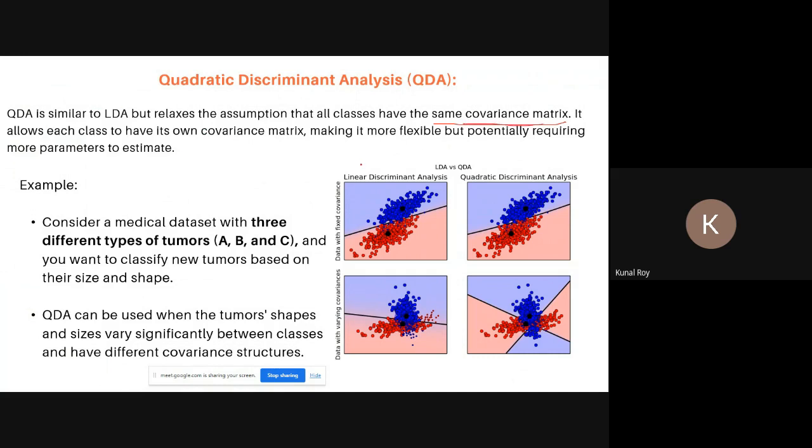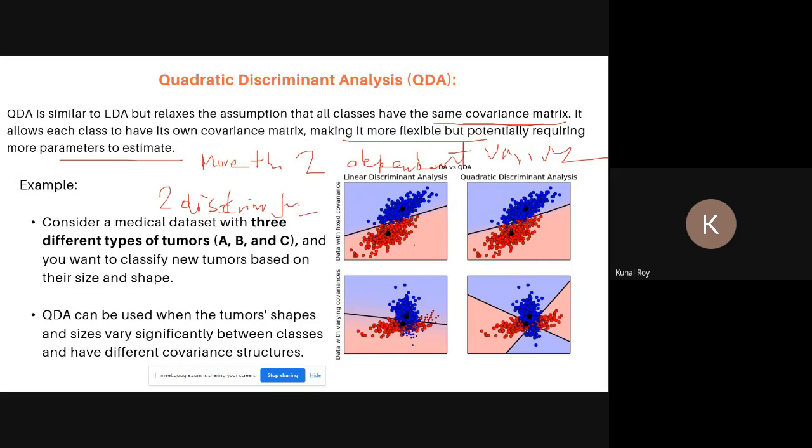Having a different covariance matrix for each class makes it more flexible, requiring more parameters. But here we have more than two dependent variables. We are doing the same type of analysis, but we have more than two dependent variables, and also more than two discriminant functions.